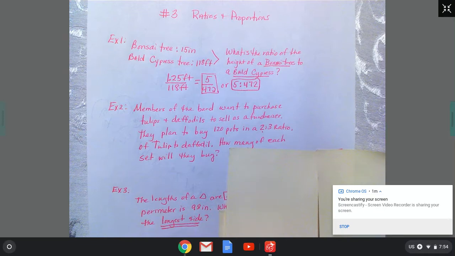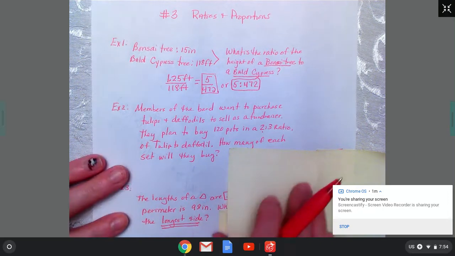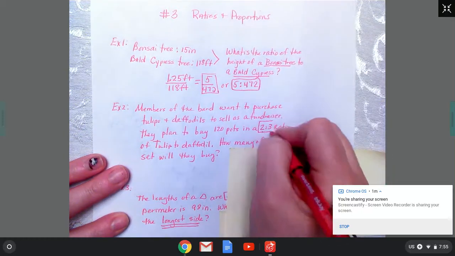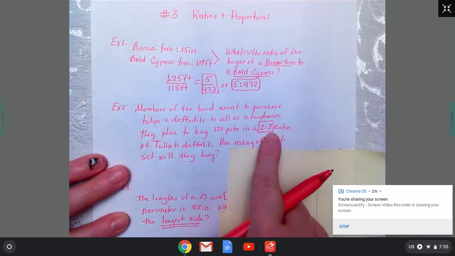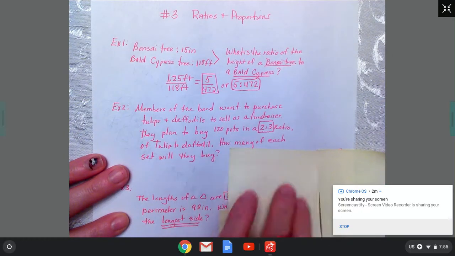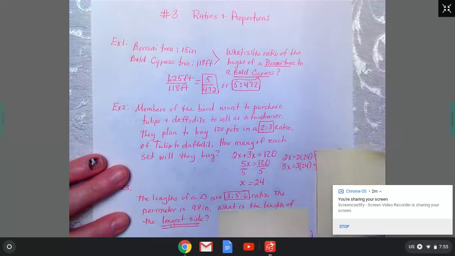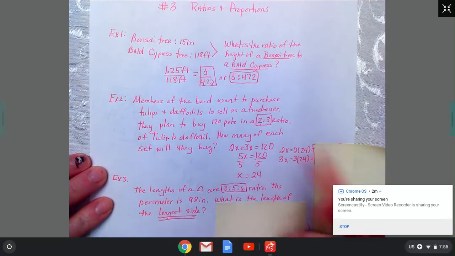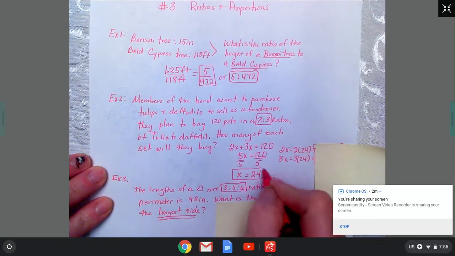Members of the band want to purchase tulips and daffodils to sell as a fundraiser. They plan to buy 120 pots in a 2:3 ratio of tulips to daffodils. How many of each will they buy? Okay, so anytime you have these ratio problems, you want to put an x with each part of that. So 2x plus 3x equals the total. Okay, so I did that. I combined my like terms. 5x is 120, divided by 5, and found out it's 24.